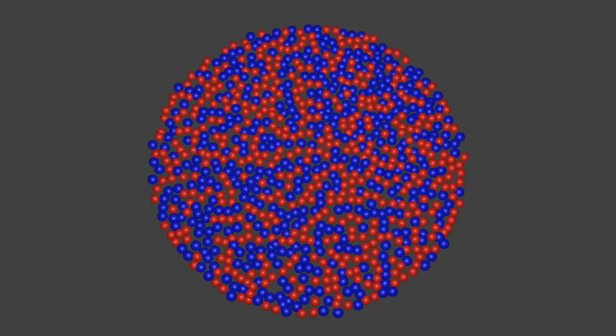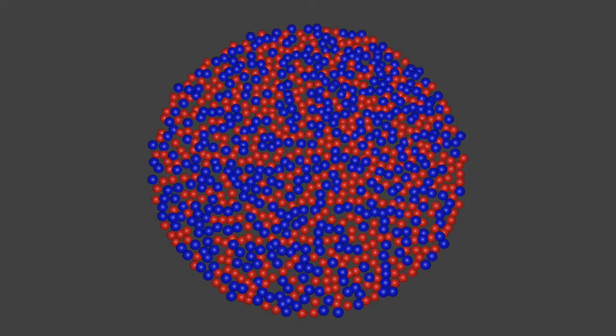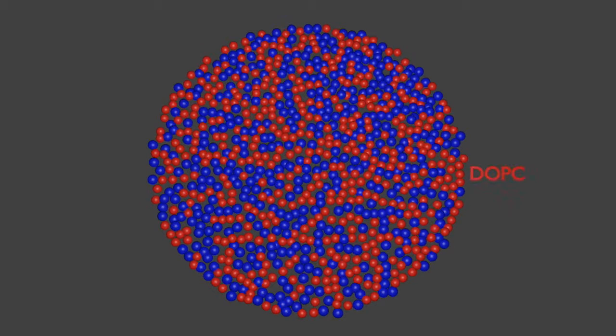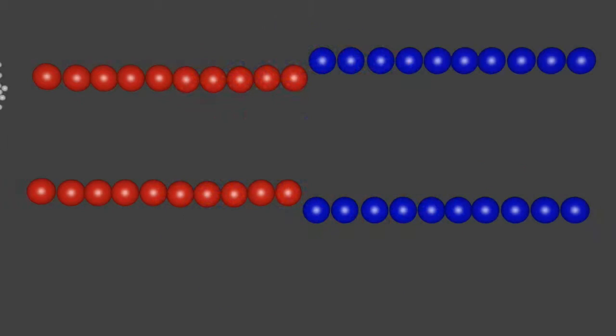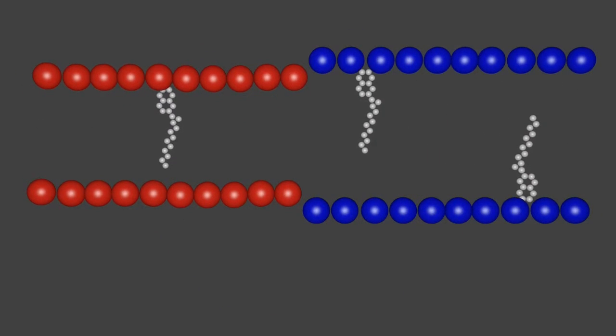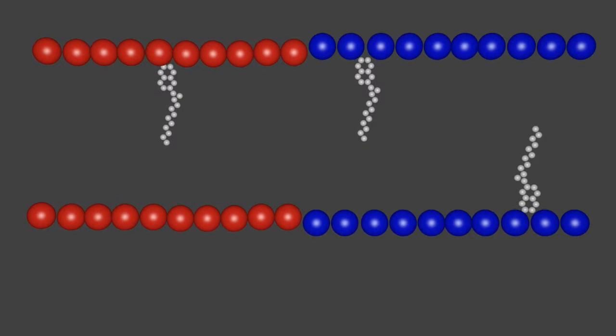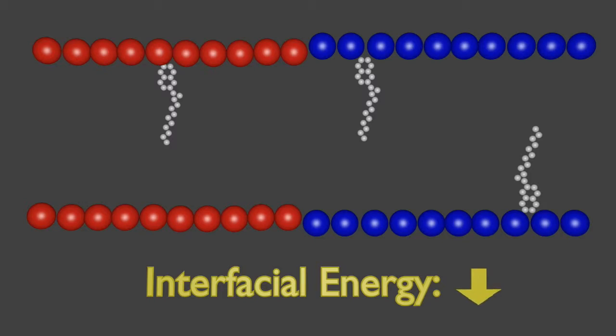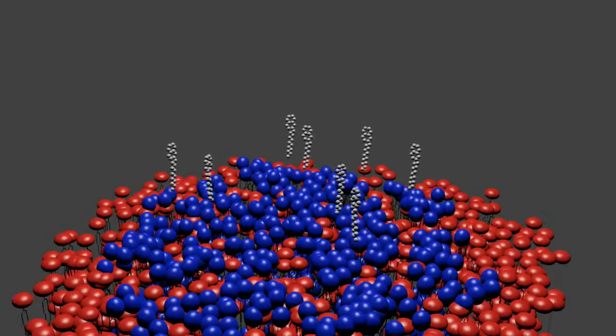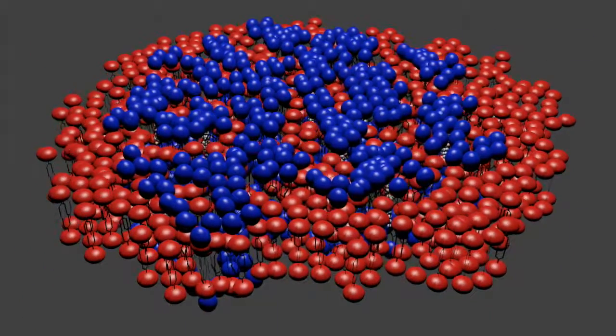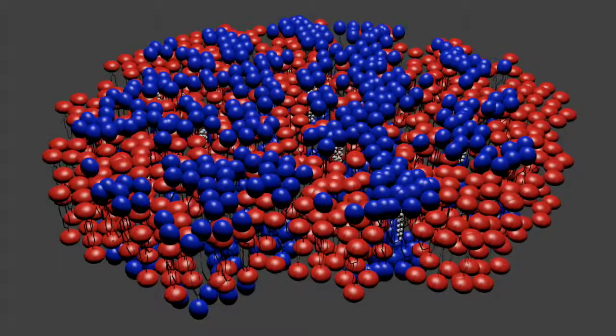Researchers then tested artificial membranes made of DPPC and another lipid called DOPC. The results showed that vitamin E lowered the mismatch between the thicknesses of DPPC and DOPC, and thus lowered the interfacial energy. This means that the presence of vitamin E in a cell membrane makes lipid domains less likely to form.